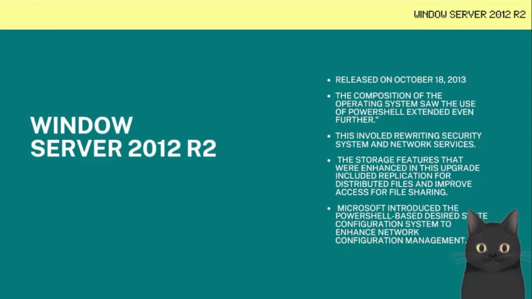This involved rewriting the security system and network services. Virtualization and storage systems were also overhauled and web services were enhanced. The storage features that were enhanced in this upgrade included replication for distributed files and improved access for file sharing. Microsoft introduced the PowerShell-based Desired State Configuration system to enhance network configuration management.